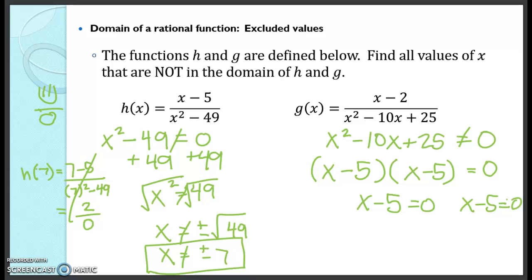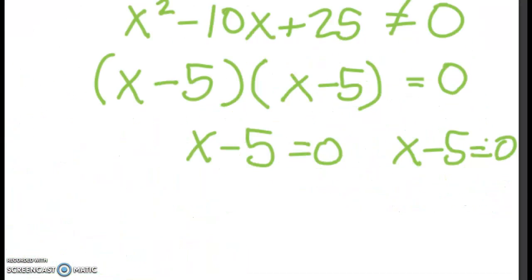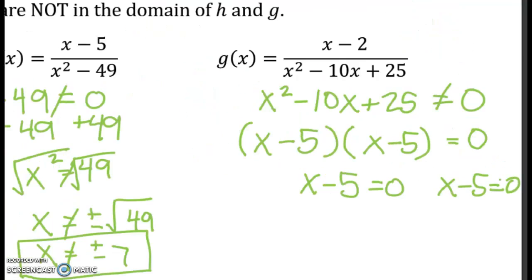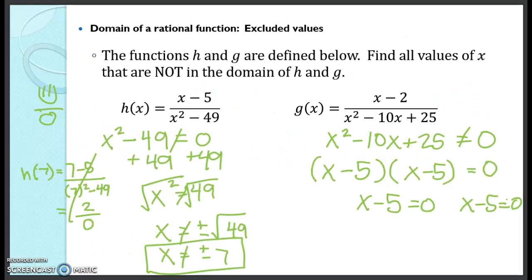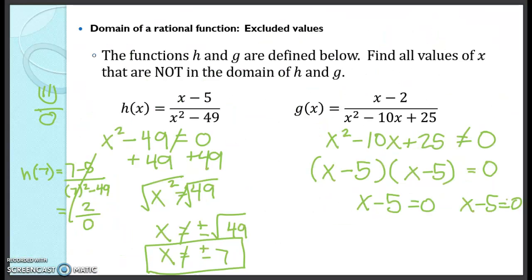Oh, and we decided to start this one with a not equal to. Sorry about that. So these are all not equal to. These happen to be the same thing. So when we solve, we're going to get x cannot equal 5. And that is the domain of a rational function, excluded values.